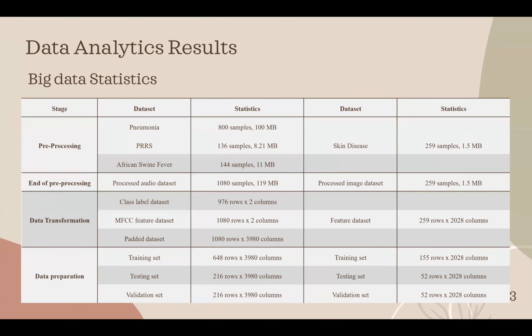In the data transformation stage, for the audio data, the MFCCs that we extracted consist of 1080 rows with 2 columns. And the features of the image dataset that we collected consist of 259 rows with 2028 columns. After the training, testing, and validation split of the audio data, we have around 648 training samples, 216 testing samples, and 216 validation samples. For the image data split, we have around 115 training samples, 52 testing samples, and 52 validation samples.